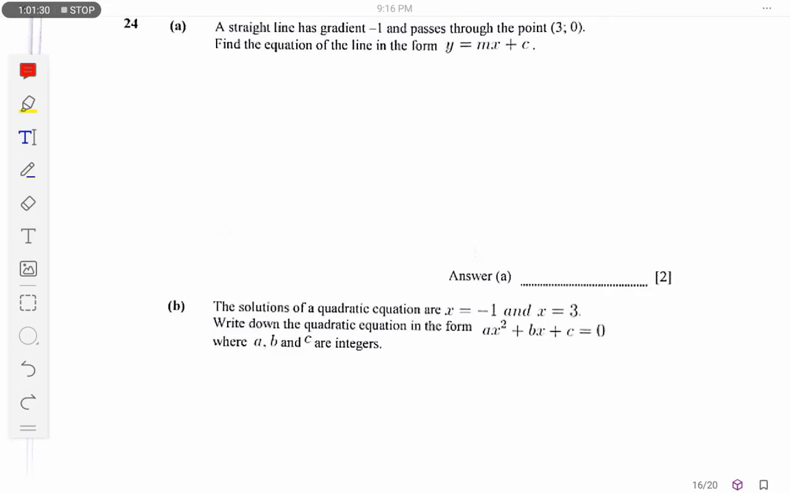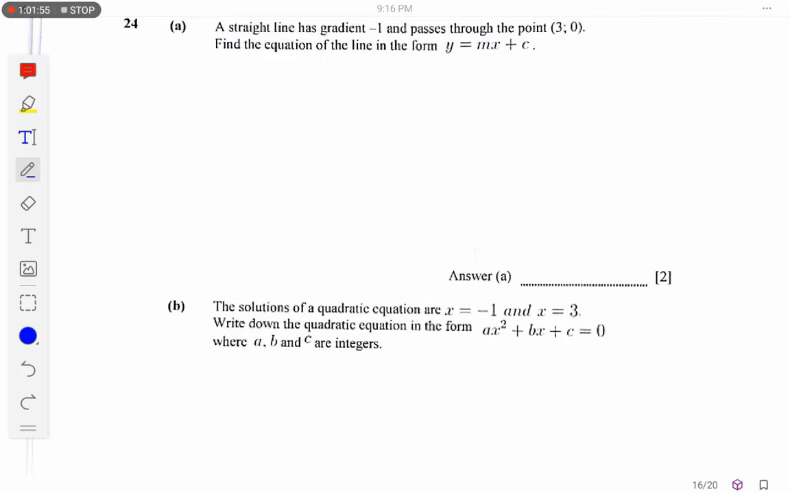Okay, we want to write the equation of the line in the form y equals mx plus c. So basically, we are given the gradient. Gradient is the same as our m. That's number one. Then we are also given a point. So the first thing that you can do is to find the value of c. How do we find the value of c?